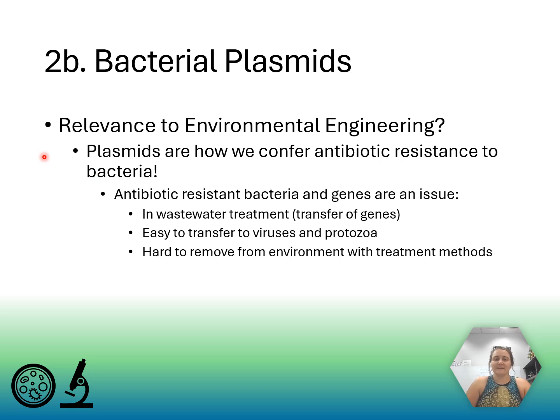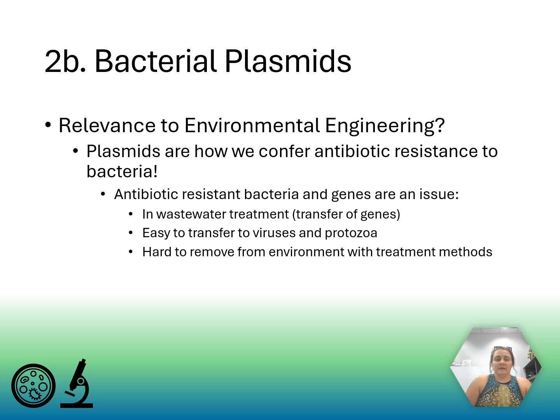So plasmids, as I mentioned, I always get ahead of myself, are how we confer antibiotic resistance to bacteria. So if a bacteria has a specific plasmid that is antibiotic resistance, it's actually very easy for that bacteria to transfer that gene to a different bacteria. And we can find antibiotic resistant genes in bacteria in wastewater.